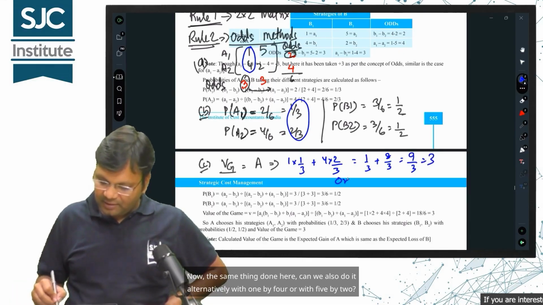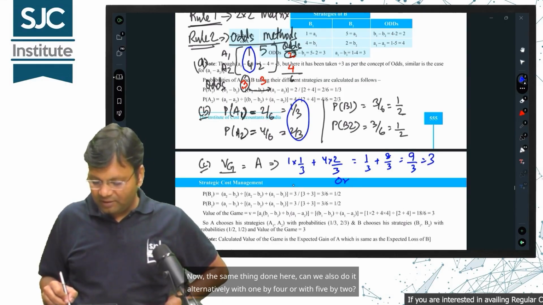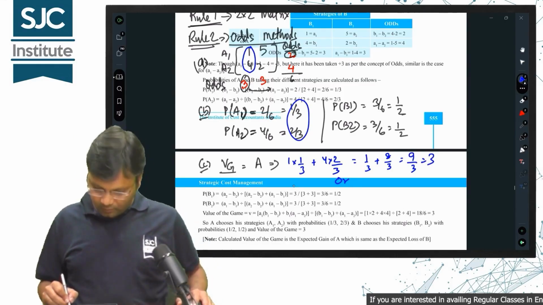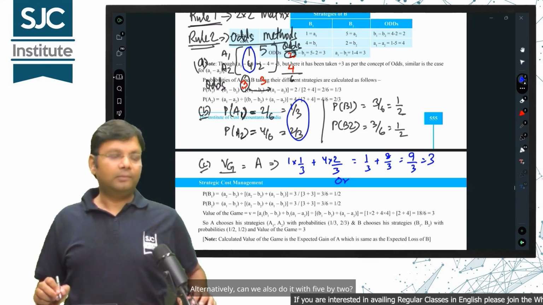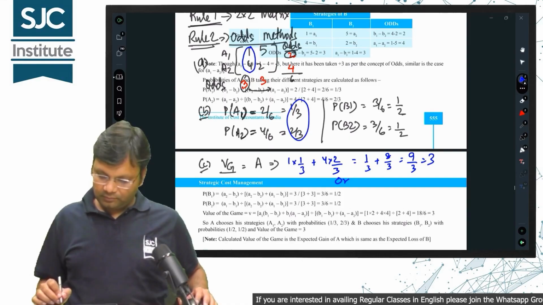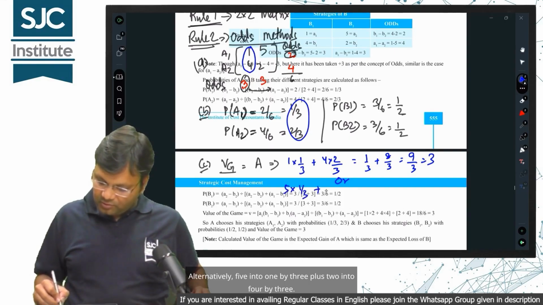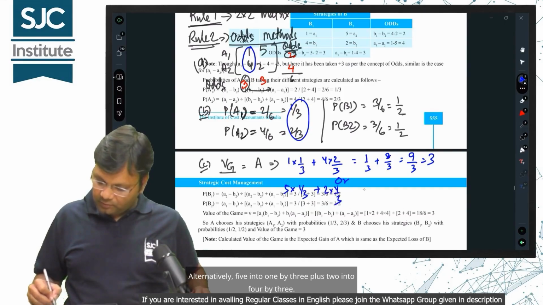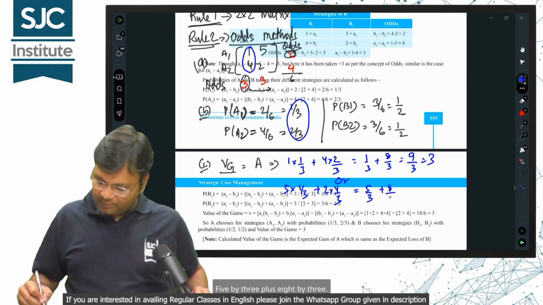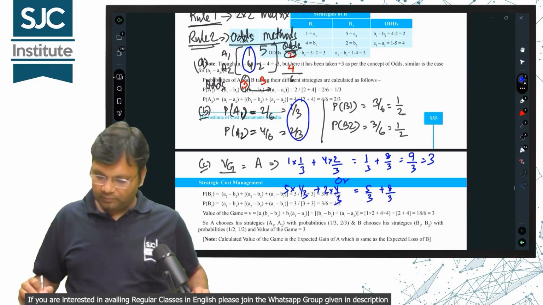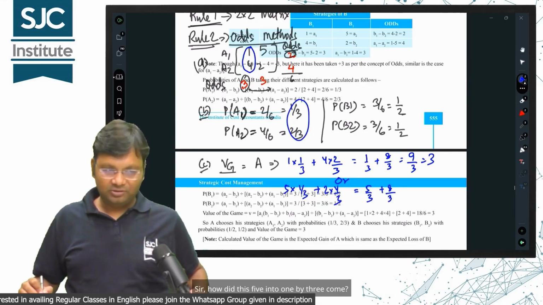Now, the same thing done here, can we also do it alternatively with 5 by 2? Think quickly. Alternatively, 5 into 1 by 3 plus 2 into 2 by 3. How much is this coming to? 5 by 3 plus 4 by 3.